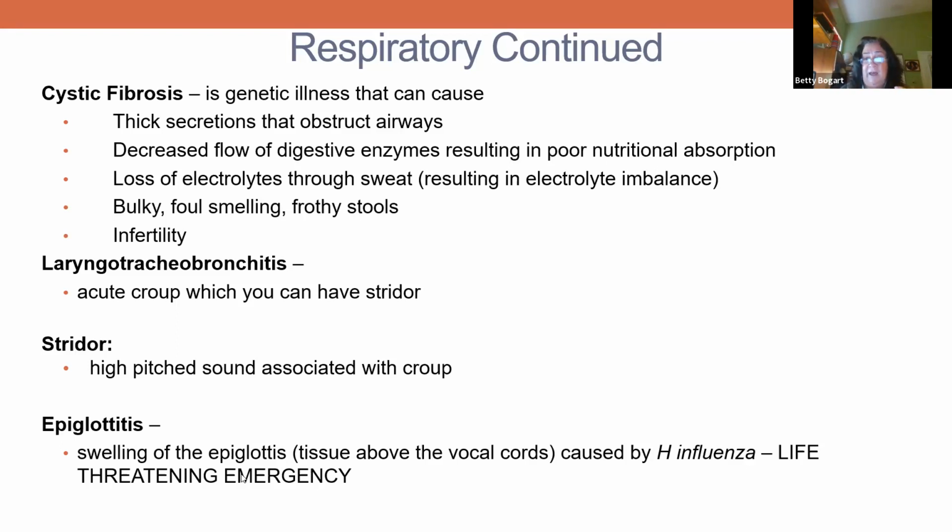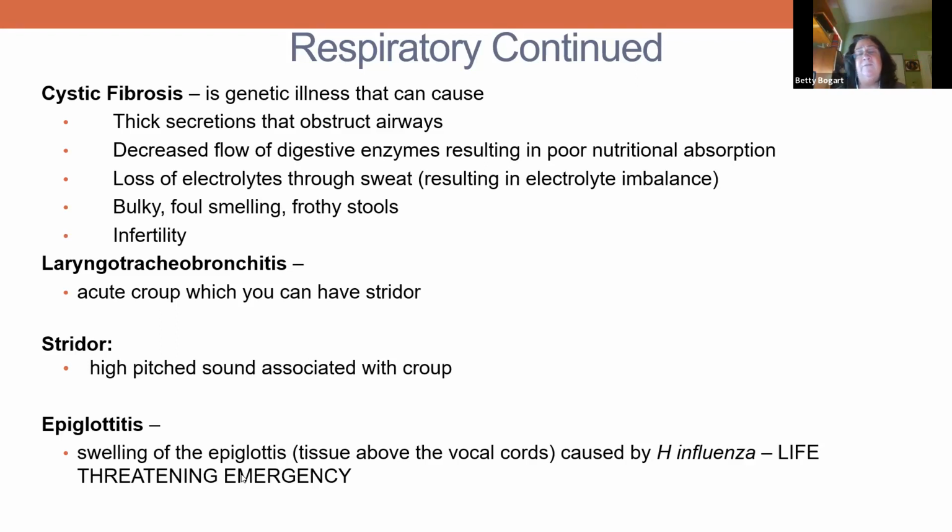Well, this swells up over the trachea and you can't get air in. It's that tissue right above the vocal cords, and it is caused by H. influenza, which is a virus. Okay. And this is a life-threatening emergency. If you have a trachea and something's covering it and you can't get air in, you're not breathing. These children will have a tracheostomy many times or be intubated if they can get a tube in there.